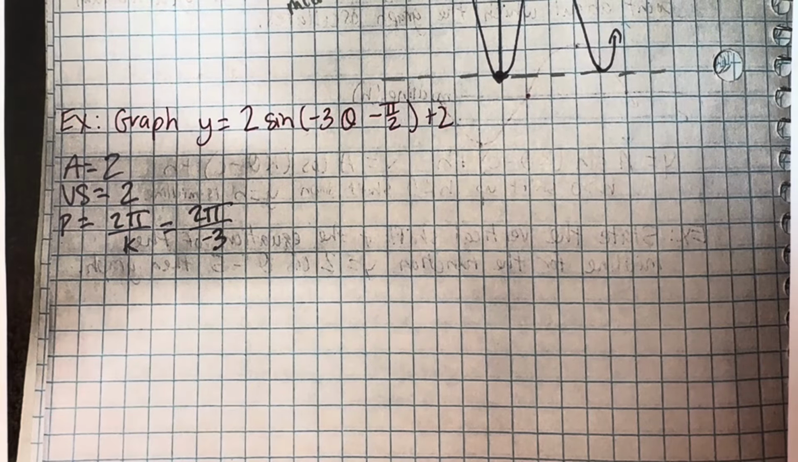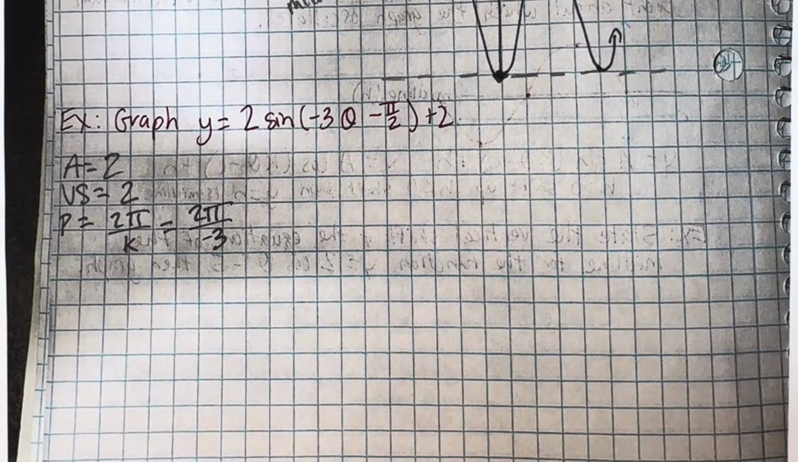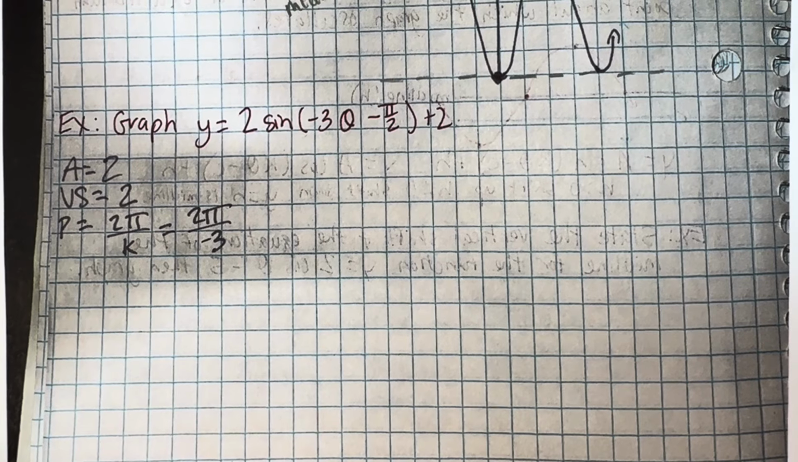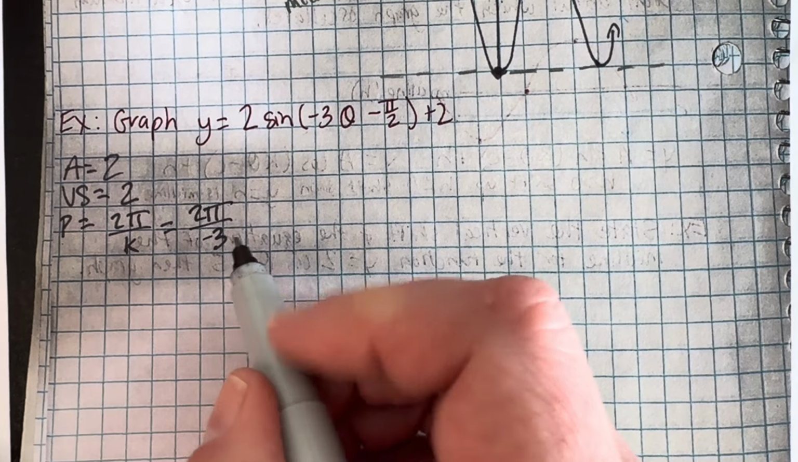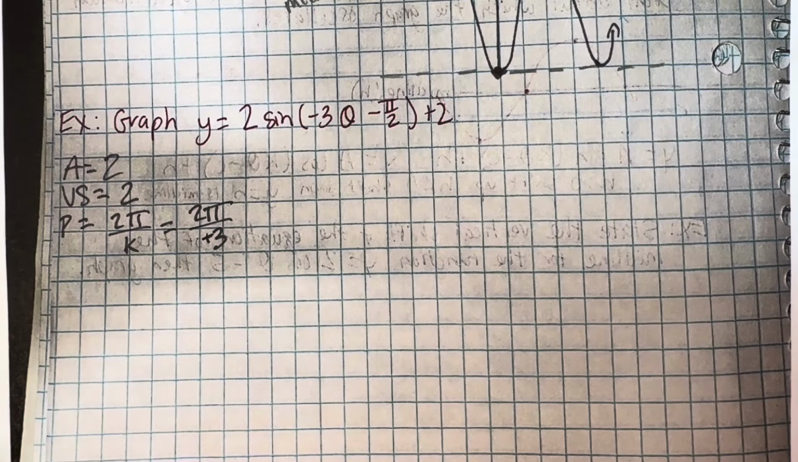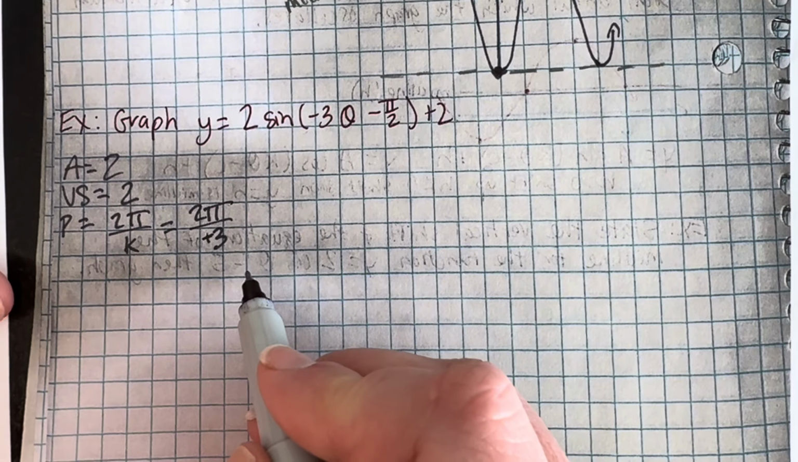We talked about that k. I'm just looking at this, making sure we did this one right. Our period doesn't matter if it's negative or positive, so this isn't going to matter, but that's a 3. So it's 2 pi over 3 is our period.